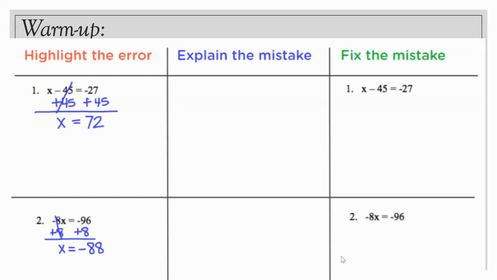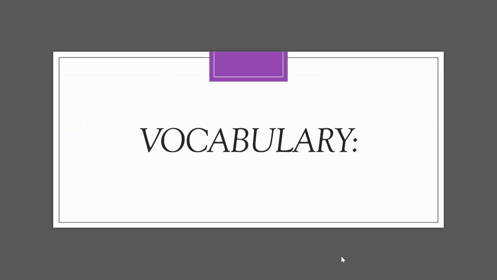So your warm up for today, guys, they gave you two sets of equations. They asked you to highlight the error, so figure out and basically explain where the mistake was, and then go back and actually solve the equation. So we have x minus 45 is equal to negative 27. And then question two, we have negative 8x is equal to negative 96. Again, explain where they went wrong, and then go back and solve the equation to get the correct answer.